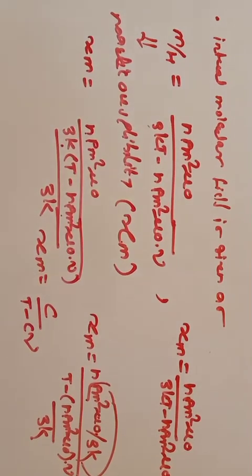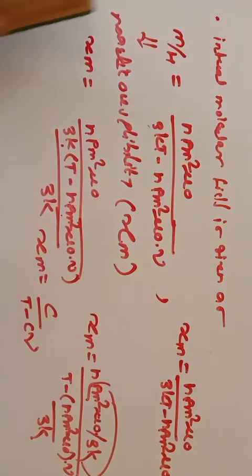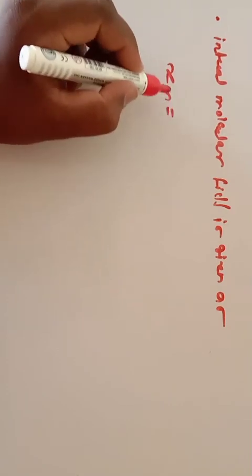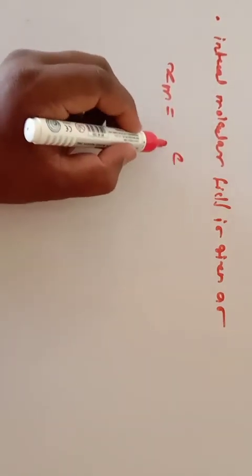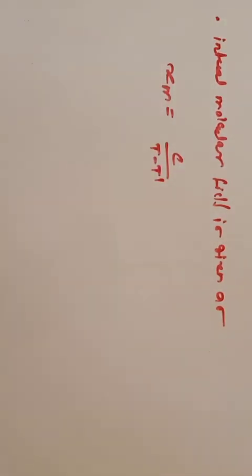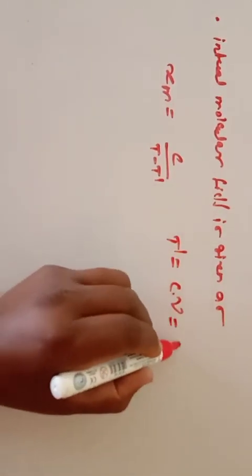So we get chi by m equal to c upon t minus c gamma, where c is nothing but your Curie constant. Finally, we can write this equation as chi by m equal to C upon T minus T prime, where T prime is nothing but C into gamma, which is a constant.